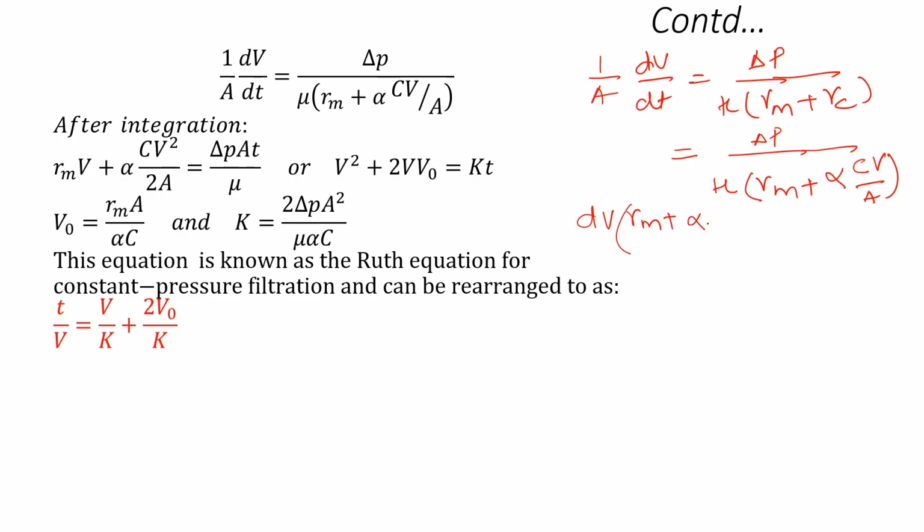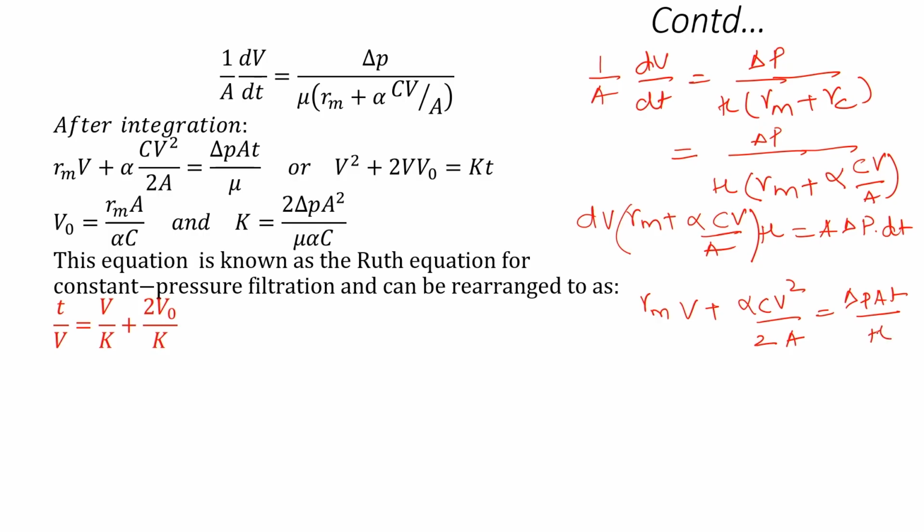(Rm plus alpha C V upon A) mu is equal to delta P A dt. So, if you integrate it, you will get Rm into V plus alpha C V square upon 2A, equals delta P A T upon mu, with mu shifted to this side. So, this is the equation we get for the filter operation.